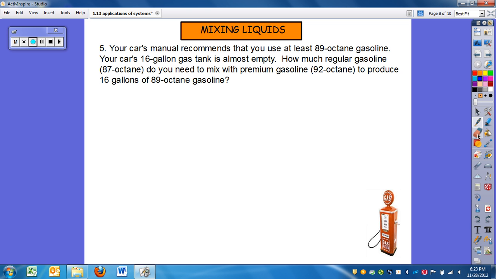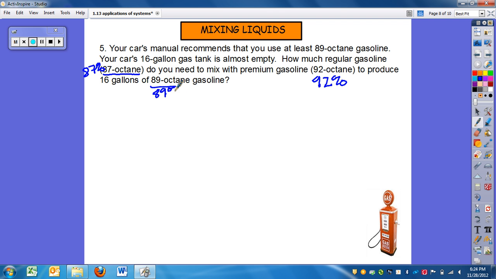Your car's 16-gallon tank is almost empty. How much regular gasoline, 87 octane, do you need to mix with premium gasoline, 92 octane, to produce 16 gallons of 89 octane gasoline? You have to mix gasolines a lot when you're working with small engines and other things. So that's what we're doing. We're taking 2 types of gasoline that are not what we want to make one that's in between. We are mixing 87 gasoline, which is like 87%, with 92 octane gasoline, which is like 92%, to create 89%.